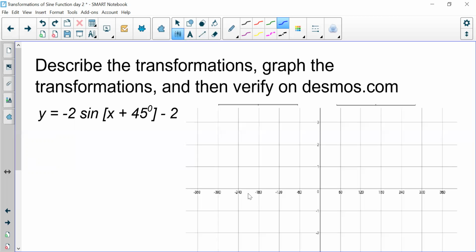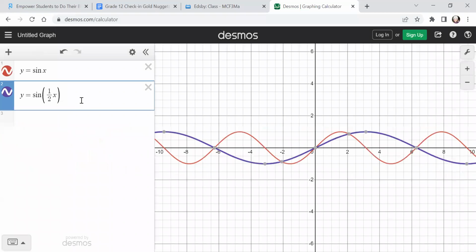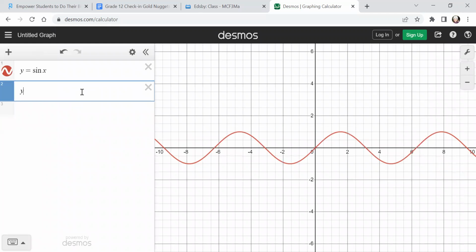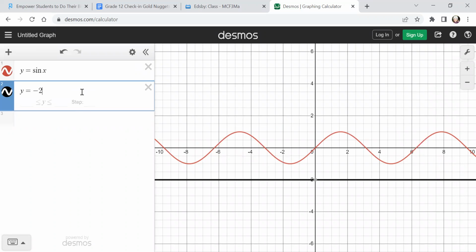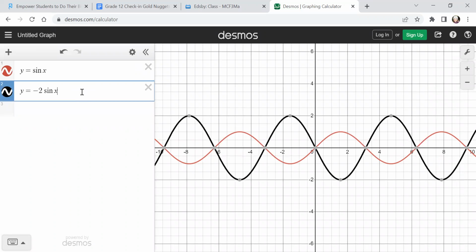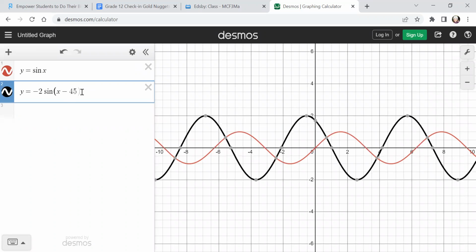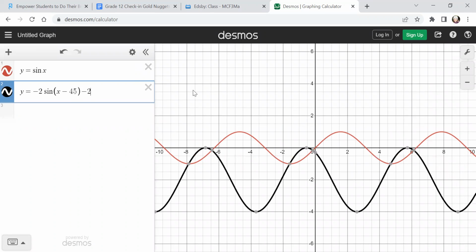So y equals negative 2 sine x. Okay, so far so good. It is going down, and the highest and lowest is positive 2 and negative 2. Now we're going to shift it. That one is harder to see, but it did shift off of 0. And now we're going to make it go down 2. Were we right?